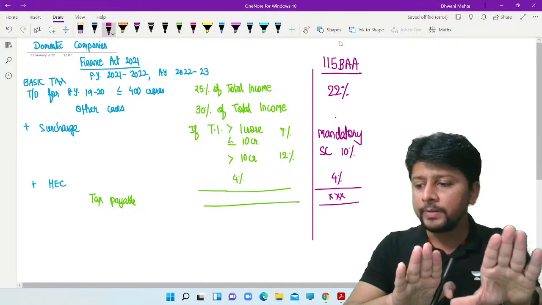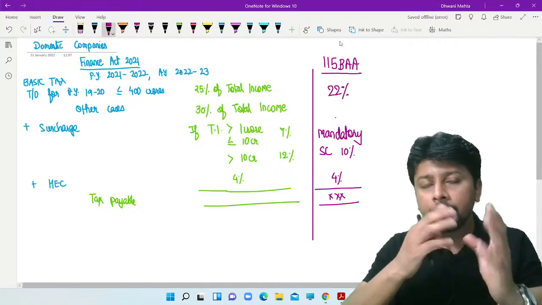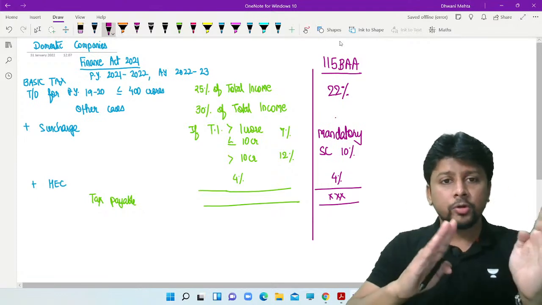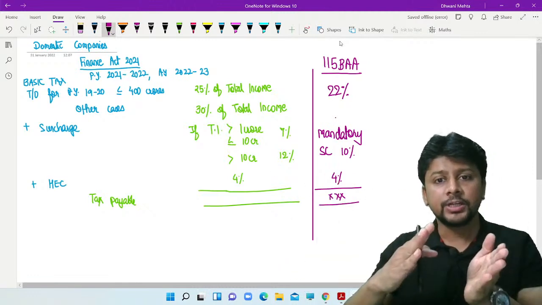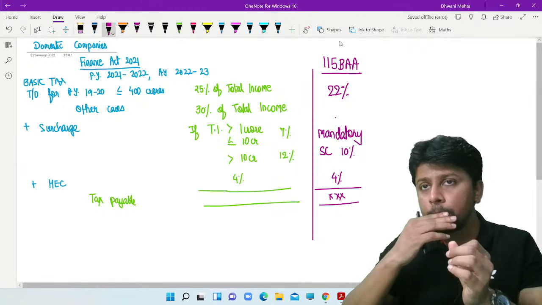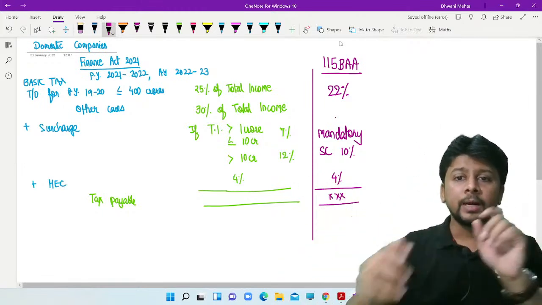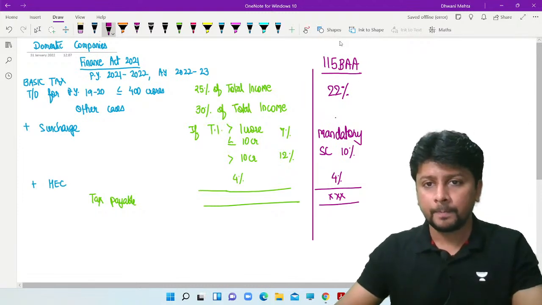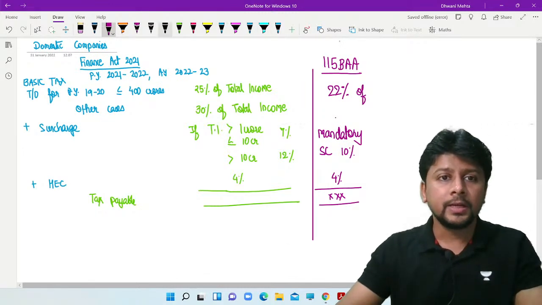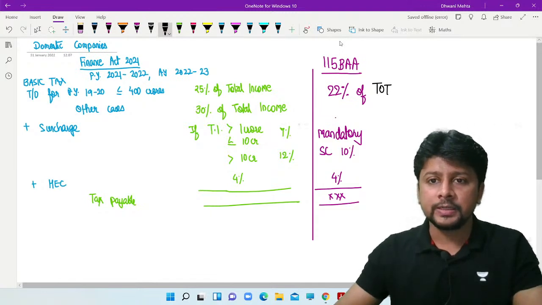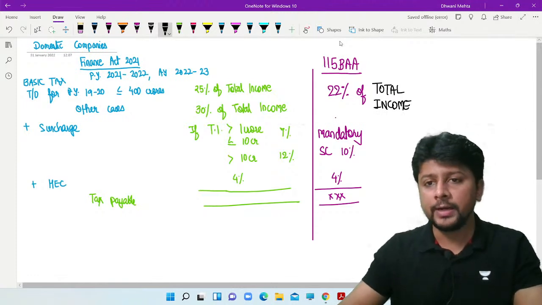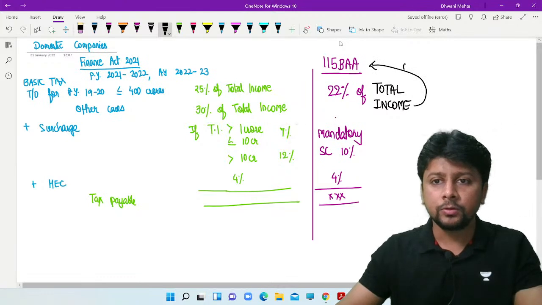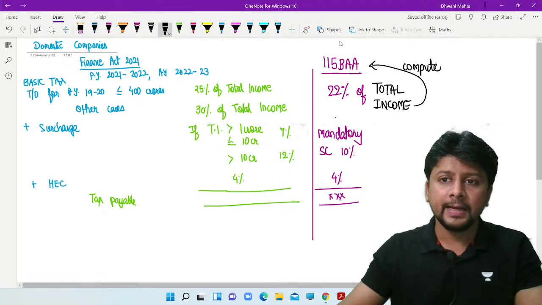So, on a plain comparison, you may feel that the basic tax rate from 25% or 30% has come down to 22%, and the surcharge, which was 7% or 12%, has come down to 10%. But the twist here, and something very important, is that you will calculate 22%, of course, of your total income, but this total income is computed as per section 115BAA.